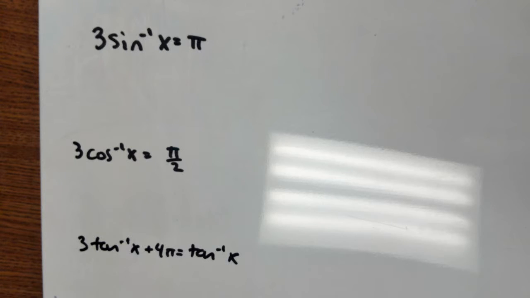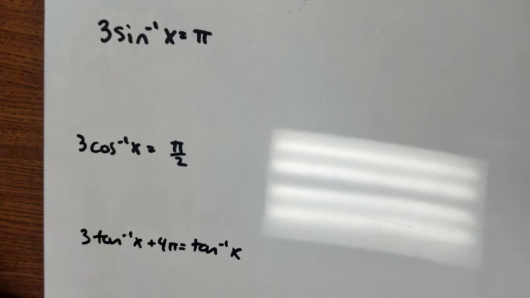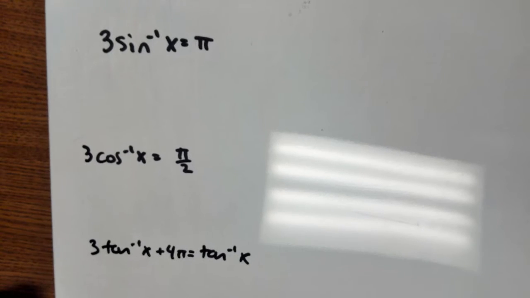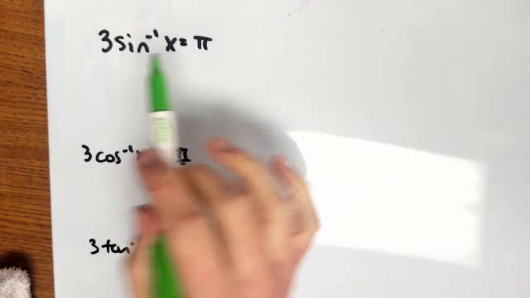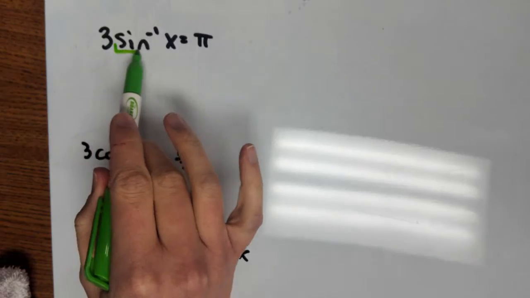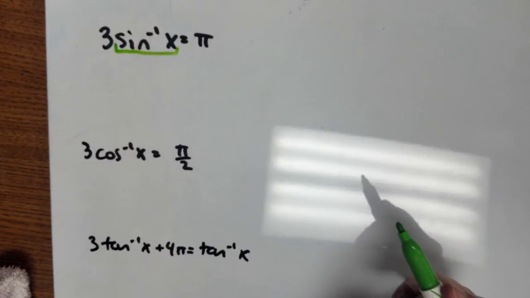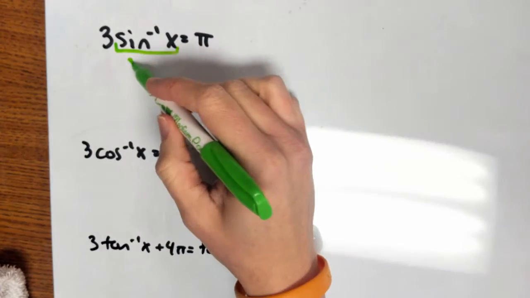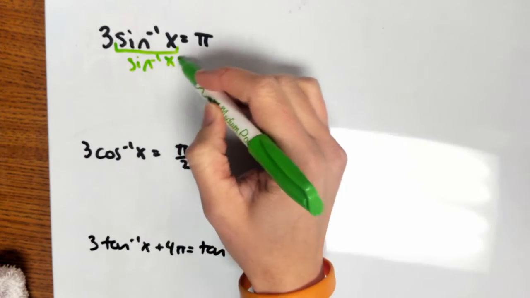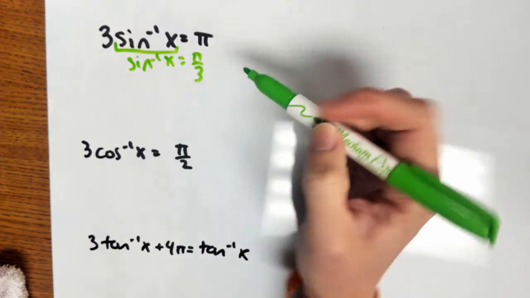Alright, we're going to solve these trig equations. The biggest thing to look for is really, what is the problem asking me to find? So if my first step is to isolate the trig function, that is just inverse sine of x. I'm going to divide both sides by 3. So I get inverse sine of x is pi over 3.